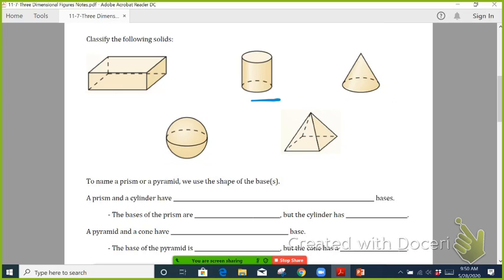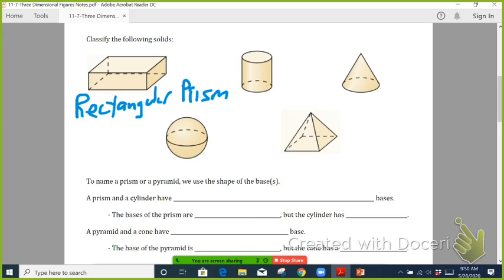So let's start from the top. This is a prism because it has two bases. Either these two sides could be the bases, the top and the bottom could be the bases, or the front and the back could be the bases. That's not always the case, but with a rectangular prism it is, because all six sides are rectangles. So we're going to call this a rectangular prism. It's a prism because it has two bases that are parallel to each other, and they're rectangles.